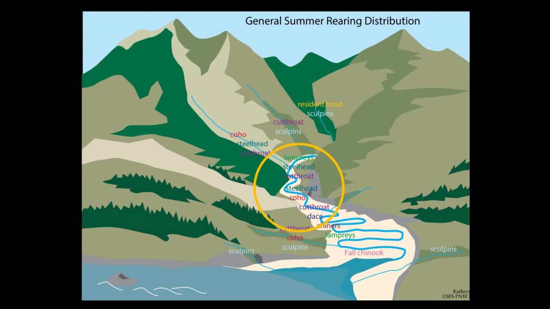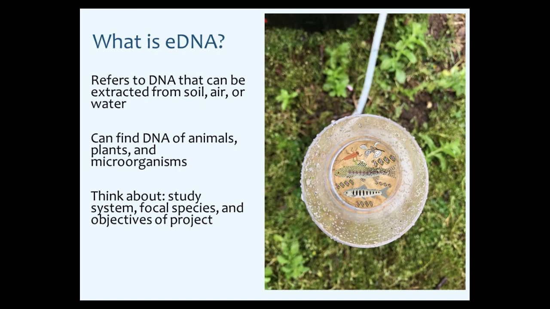And so I feel like that's a good way to move into thinking about eDNA. eDNA is short for environmental DNA, and it refers to DNA that can be extracted from soil, air, or water. I'm going to be focusing on water today, but do keep in mind that you can actually do the same approaches I'm going to present today for soil samples. You can actually do the same thing on trees.